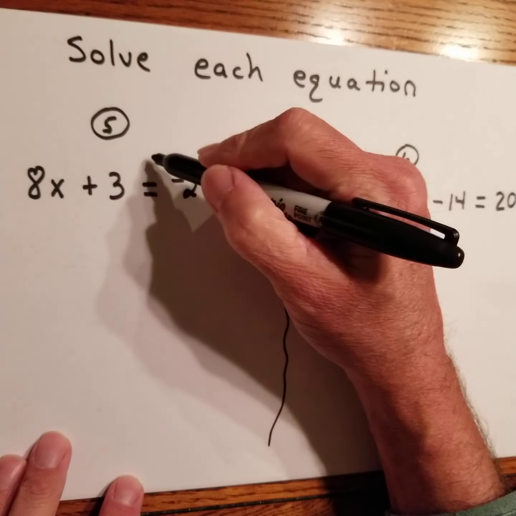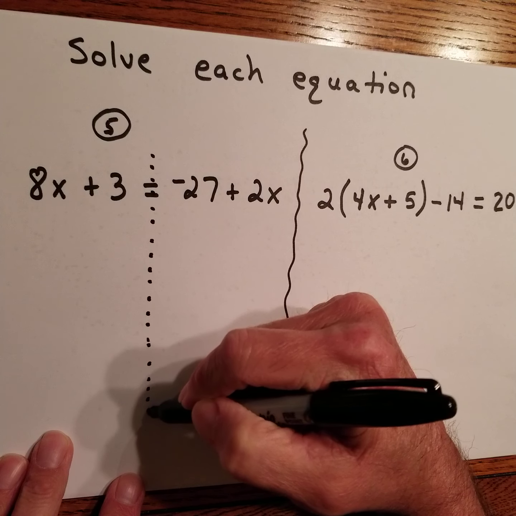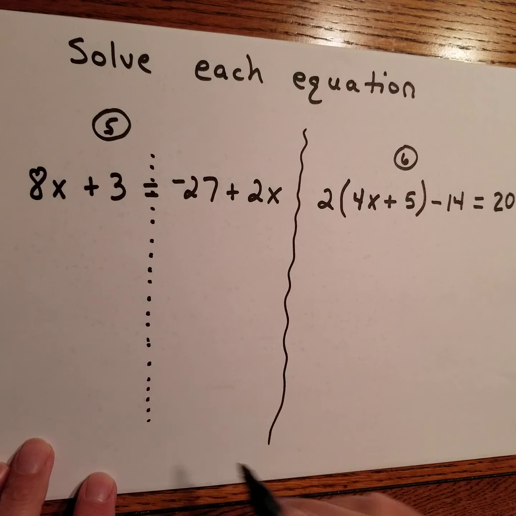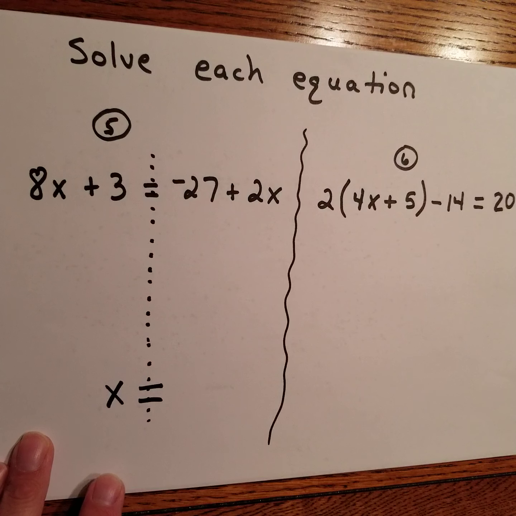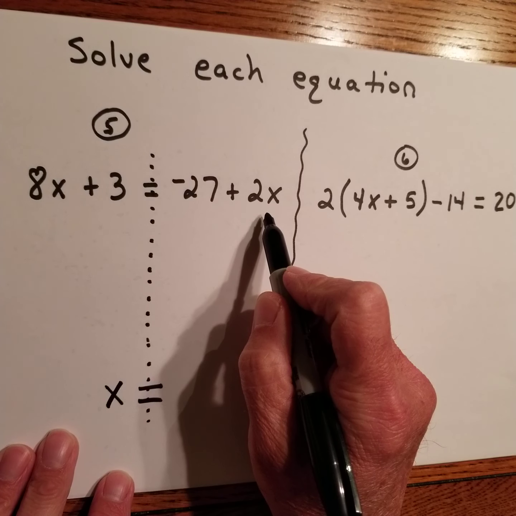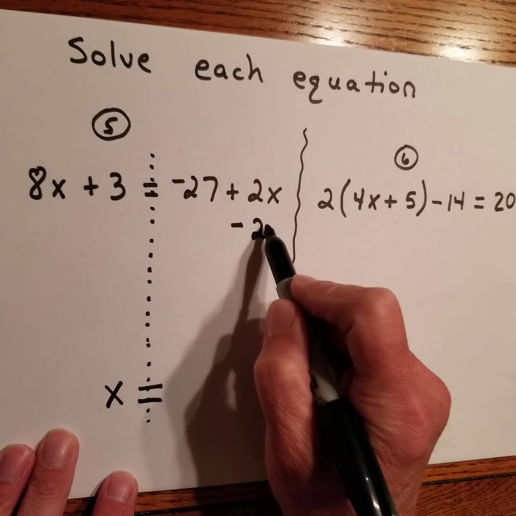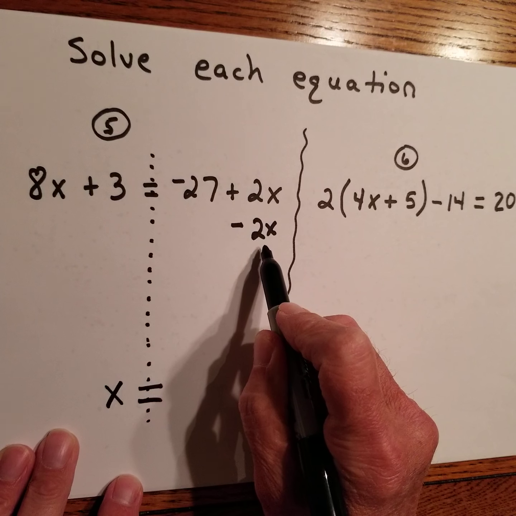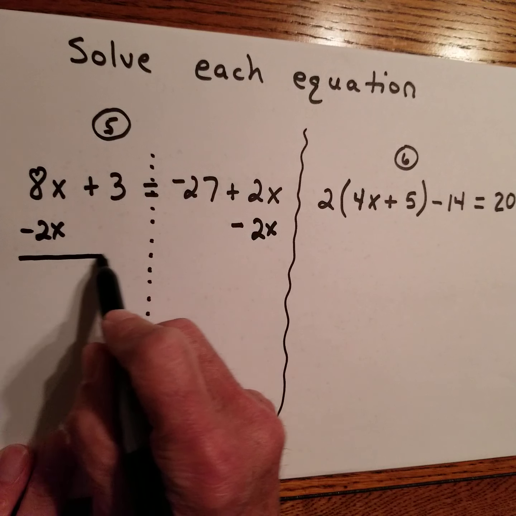To solve number 5, I notice that there are x's on both sides of the equal sign. I'm going to finish with x on the left and my answer on the right, which means I don't want x's on the right-hand side. Let's get rid of this positive 2x with a negative 2x. But if I subtract 2x from this side, I must also subtract 2x from this side.